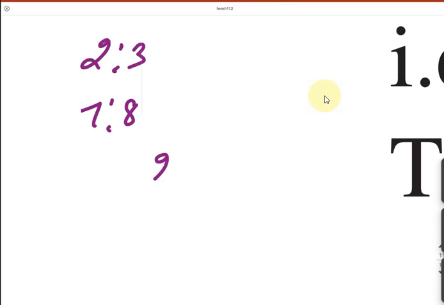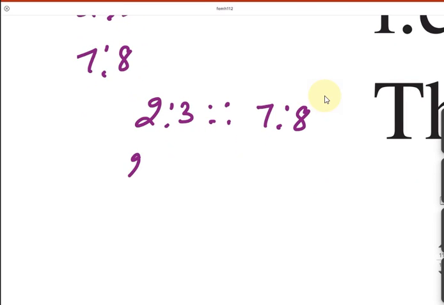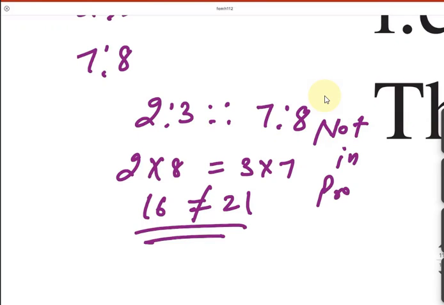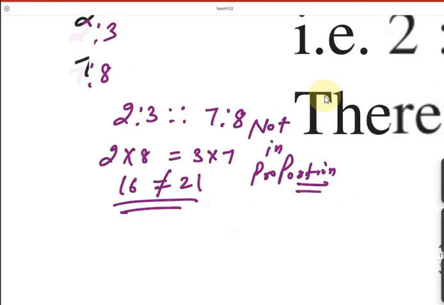Nitya Shri said no. Jayaparnita answered no. Okay, let's check. 2 ratio 3, 7 ratio 8. The extremes: 2 into 8 is 16. The middles: 3 into 7 is 21. Now see, 16 equal to 21, not equal. So we will say not in proportion. Clear?